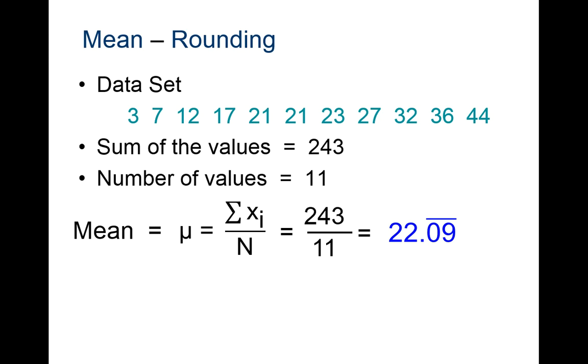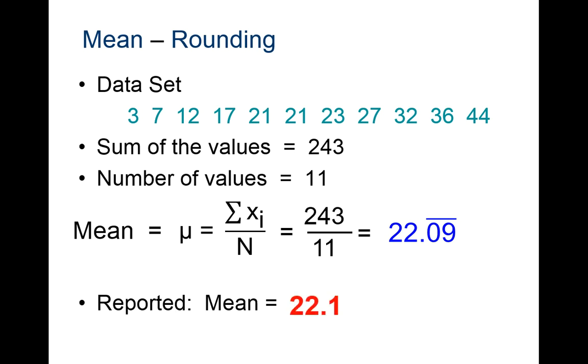Report the mean to one more decimal place than the original data. Since the original data is reported in whole numbers, report the mean to one decimal place, or the correct answer would be 22.1. These rounding rules are important, so you may want to write them down in your notebook so that you can remember. So our reported mean, 22.1.